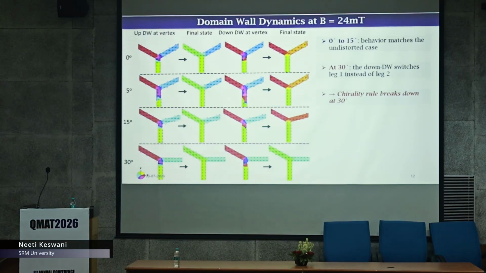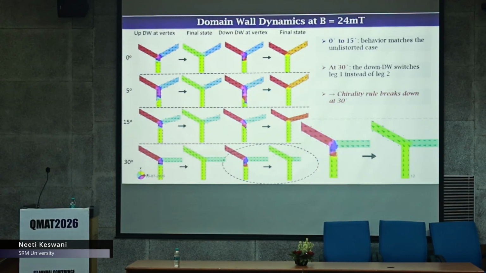So let us remember this, because I'm going to consider the energies to find out what has happened. Can I control the dynamics? So please remember that at 30 degree distortion, the chirality rule did not hold. There was no path selectivity. I have just shown you with the inset that this is not following my 15 degree or 5 degree rule. The chirality rule has broken.